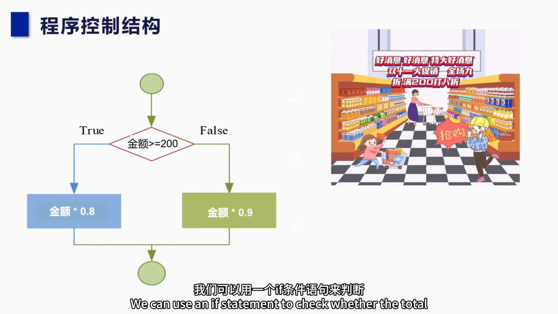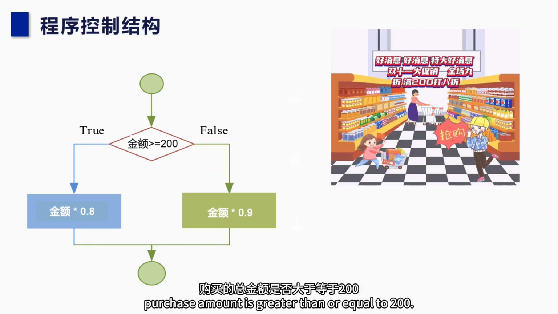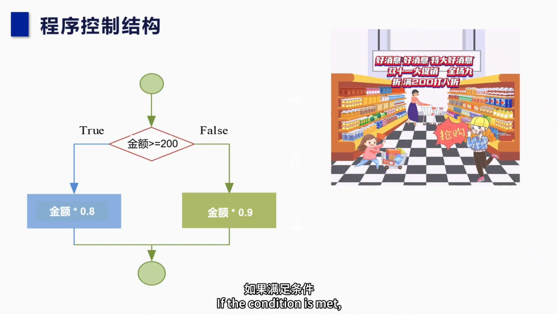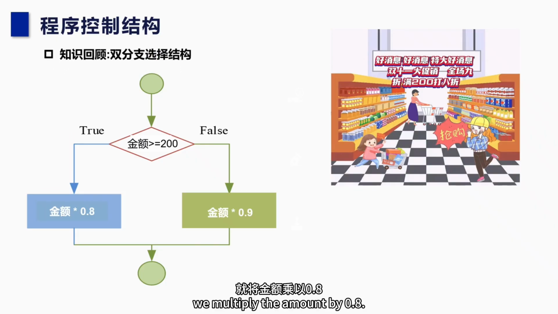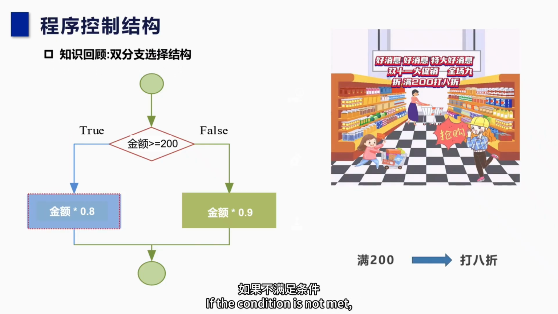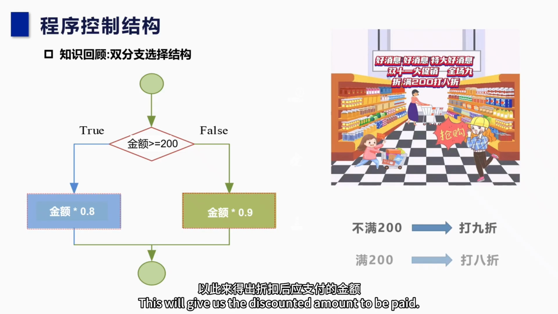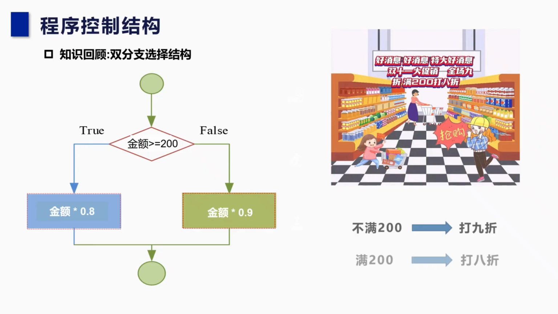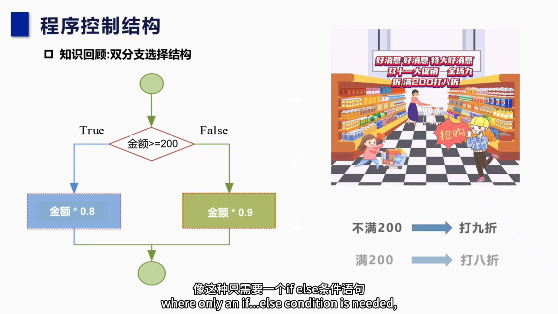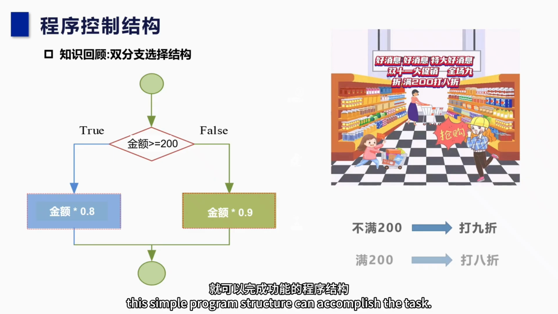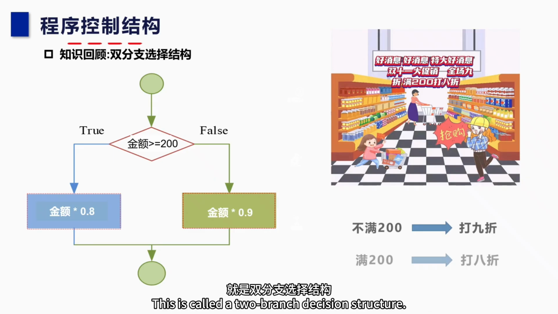We can use an if statement to check whether the total purchase amount is greater than or equal to 200. If the condition is met, we multiply the amount by 0.8. If the condition is not met, we multiply the amount by 0.9. This will give us the discounted amount to be paid. For situations like this, where only an if-else condition is needed, this simple program structure can accomplish the task. This is called a two-branch decision structure.